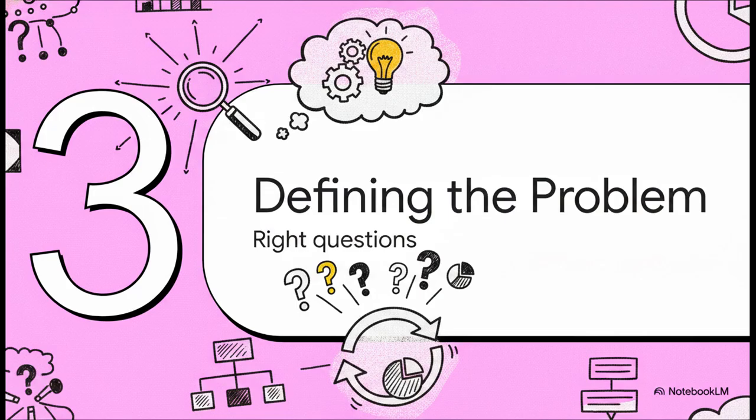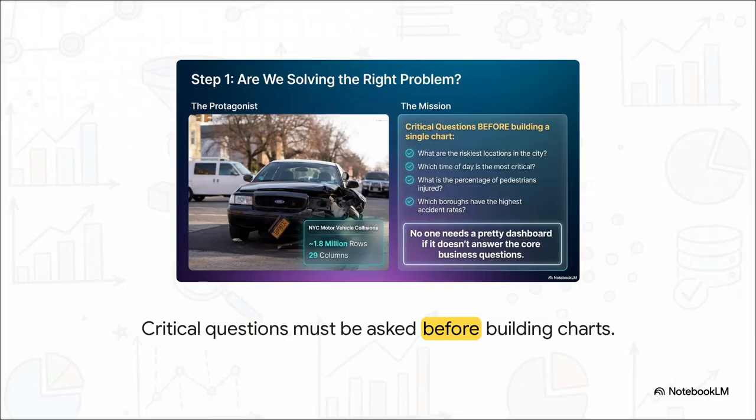Let's anchor this life cycle in reality by looking really closely at Step 1, Section 3, defining the problem, asking the right questions. The absolute crucial point here is that no one needs a pretty dashboard if it doesn't answer the core business questions. Let's use a real-world protagonist, the NYC Motor Vehicle Collisions dataset. This is a hefty dataset. We're talking roughly 1.8 million rows spread across 29 columns. Before we even think about opening a charting menu, we have to define our mission.